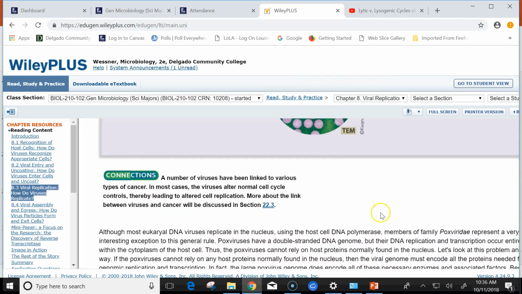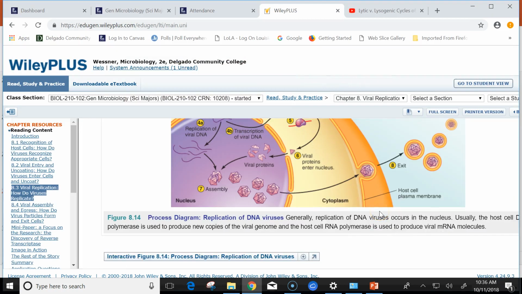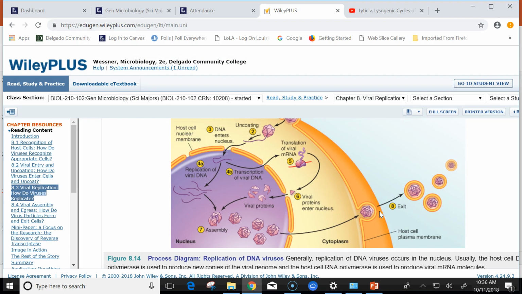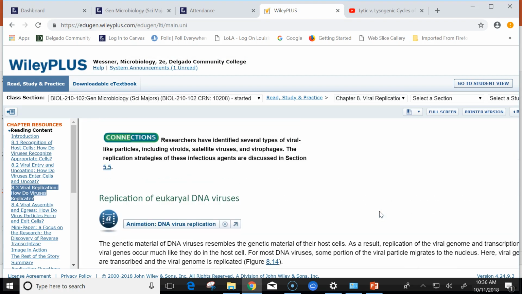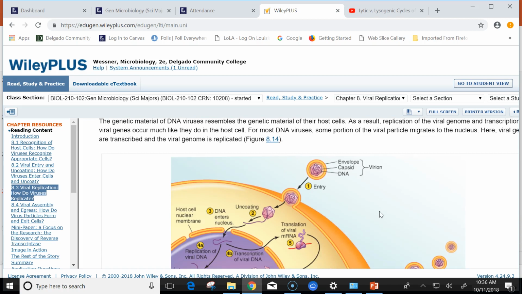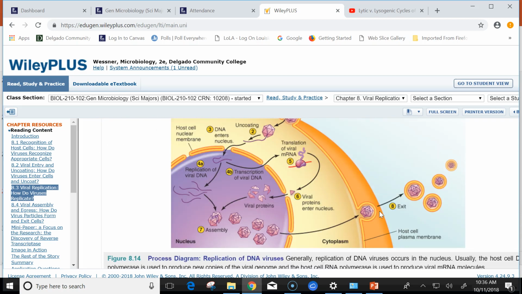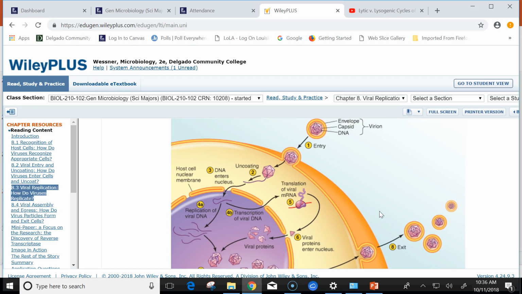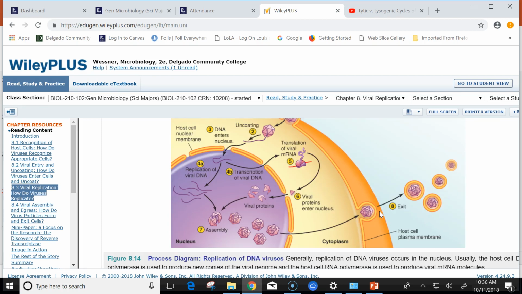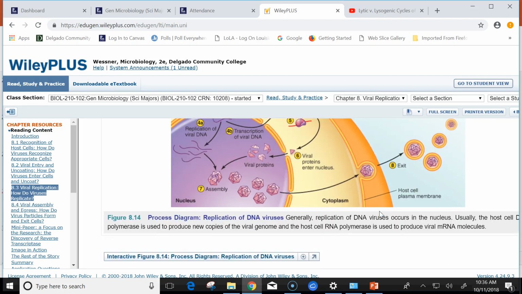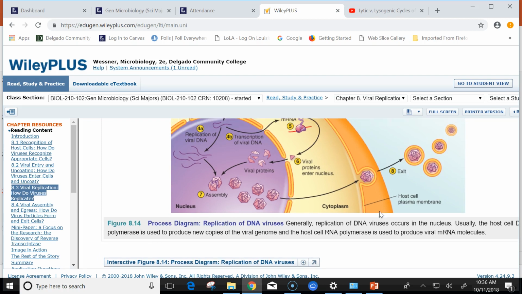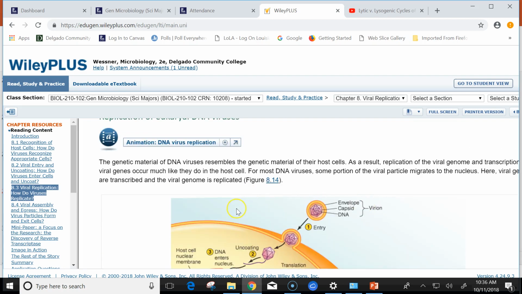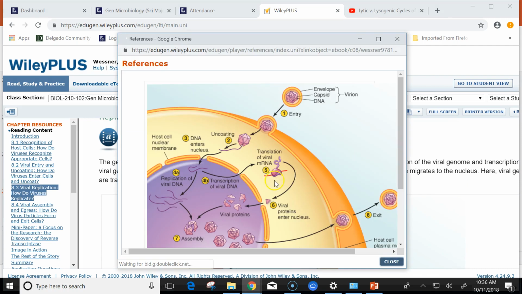Okay. So now, what's this one? Oh, this is just general replication, where it goes into the nucleus. Okay, so DNA viruses, straight up DNA viruses.